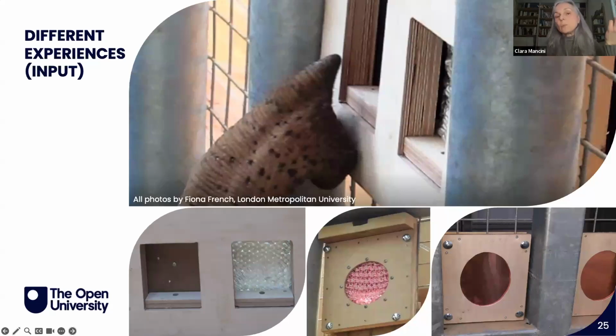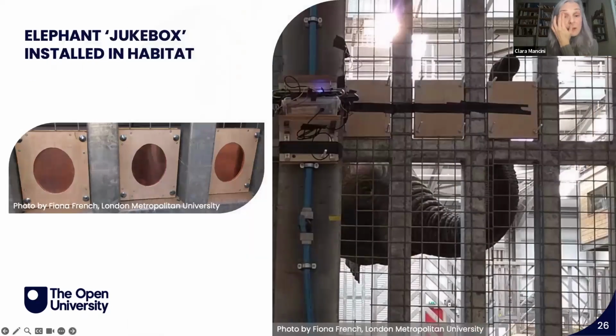Here are examples of prototypes that Fiona designed to enable elephants to control sound output, including wood and textile vibro buttons, knitted buttons, and copper radio buttons. And this is an elephant jukebox, which uses copper radio buttons to trigger different pre-recorded sounds, and which was installed in the indoor habitat of 2 elephants residing at Noah's Ark Zoo in the UK.